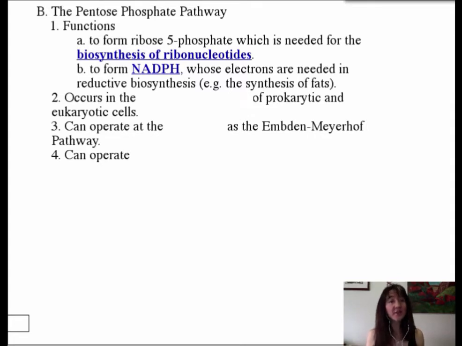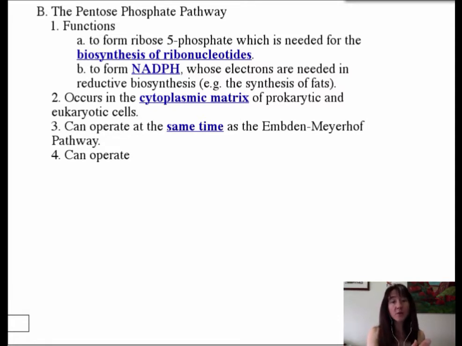The second portion of the pathway is dedicated to synthesizing ribonucleotides. That is, it is dedicated to making the subunit ribose 5-phosphate to enable the synthesis of DNA and RNA. So the second stages will have that as their central goal. Just like glycolysis or the Embden-Meyerhof pathway, this occurs in the cytoplasmic matrix. It can operate at the same time as the Embden-Meyerhof pathway so that the cell is both giving off ATP but also the reducing power needed for anabolism.